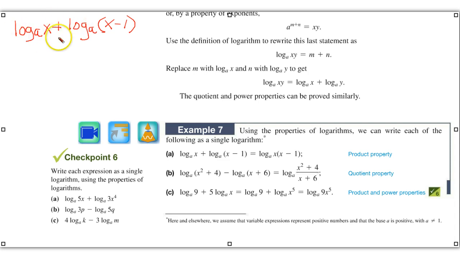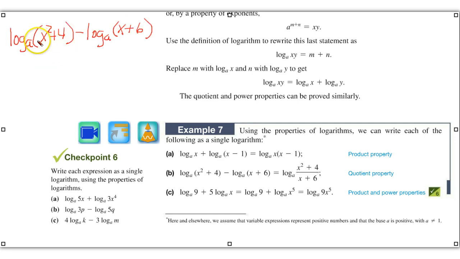Well, in the condensed form, we write log base A, but now we want to indicate, because of addition, that we're going to multiply x times x minus 1. So again, when we have it in the expanded form in addition, in its condensed form, we can show it through multiplication. Now keep in mind, if you see something like this and they want it in its expanded form, we do just the opposite.